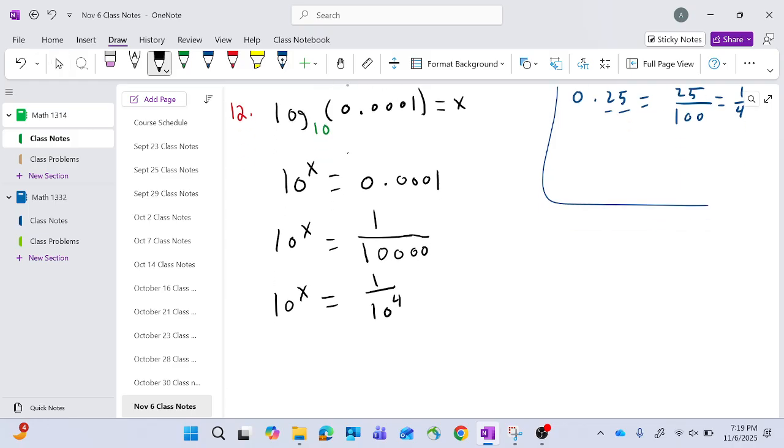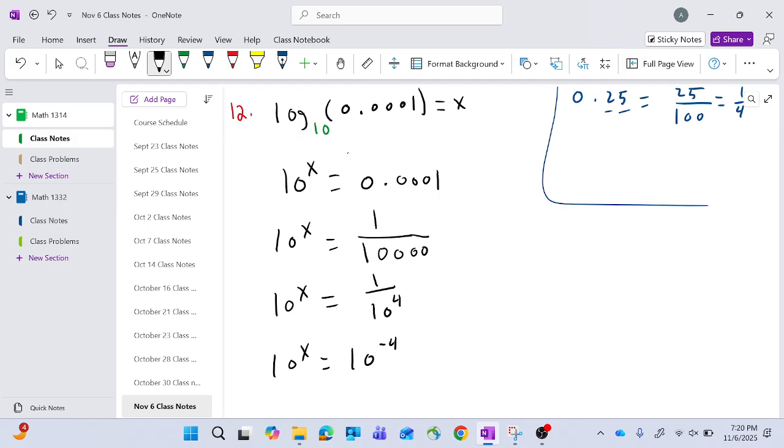And then you can flip this fraction to make it 10 to the negative 4. Right, you can always flip a fraction by raising it to a negative power. So 1 over 10 to the fourth is just 10 to the negative 4. Right, flip the fraction, raise it to a negative power.